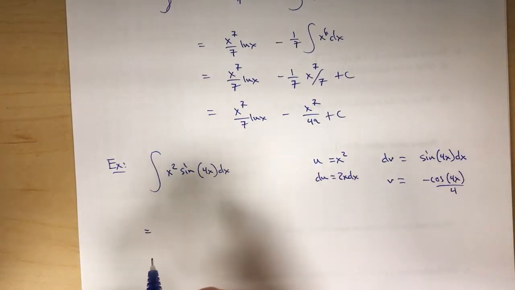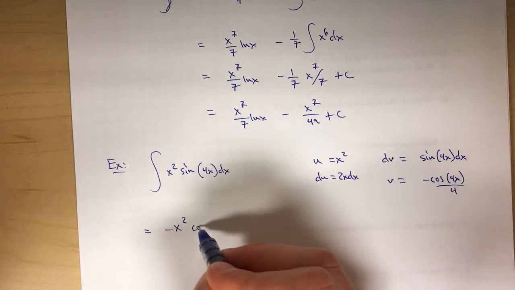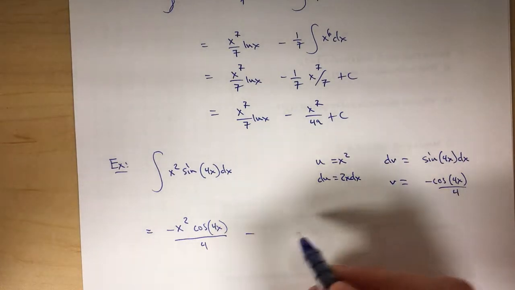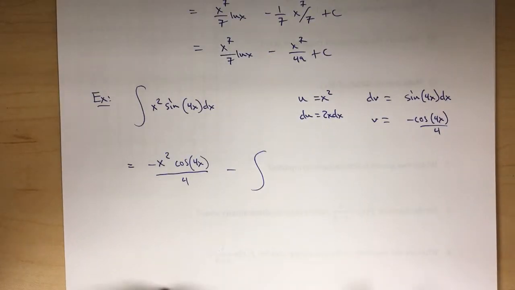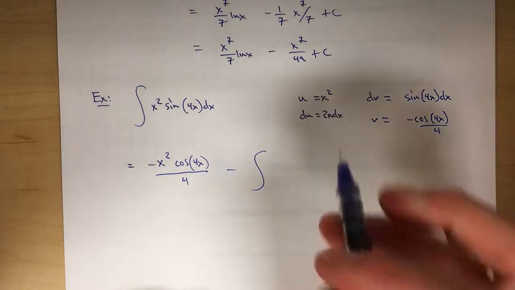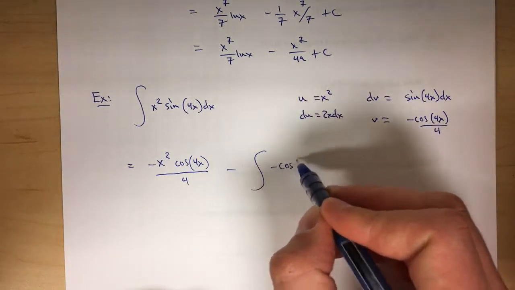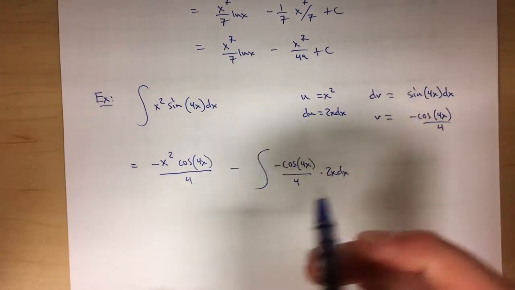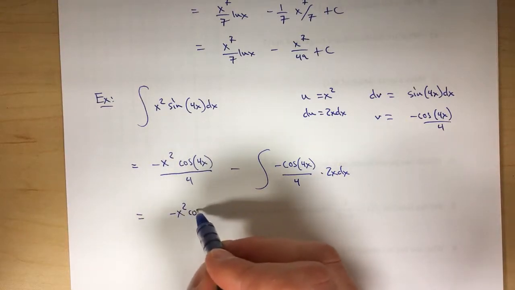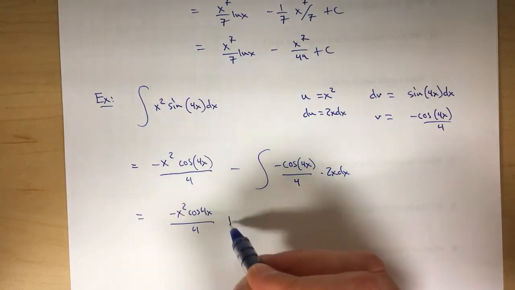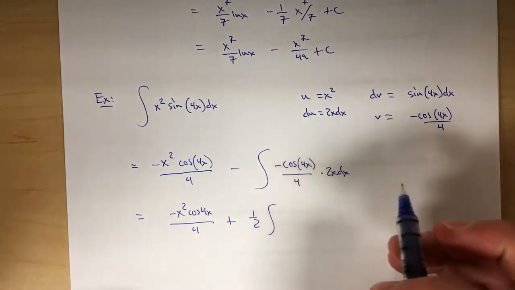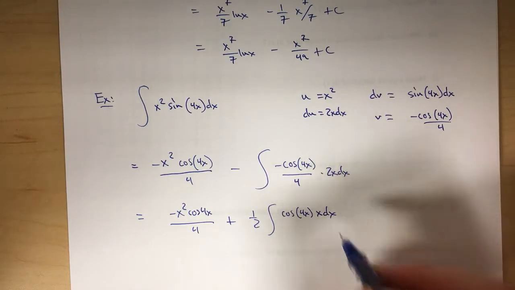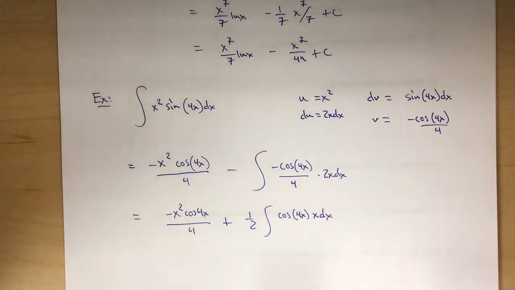So this would become uv, which is negative x squared cosine of 4x divided by 4, that's u times v, minus the antiderivative of v du. So that would be negative cosine of 4x divided by 4 times 2x dx. Now simplifying that, I get negative x squared cosine of 4x divided by 4 plus 1/2 antiderivative of cosine of 4x times x dx. 1/2 because it was 2 over 4.